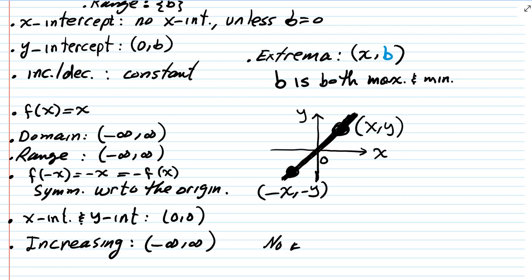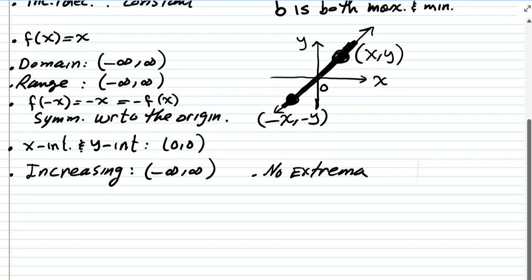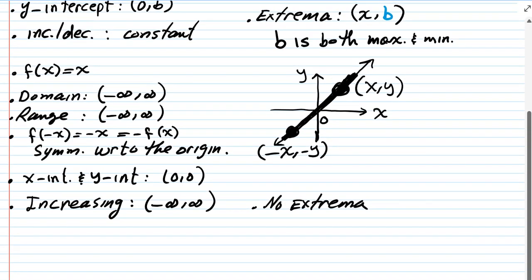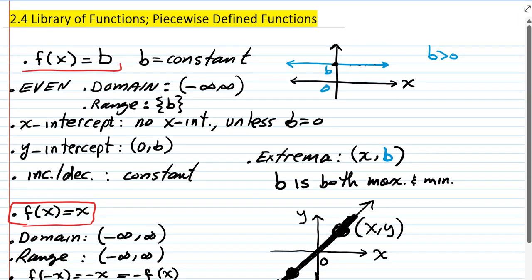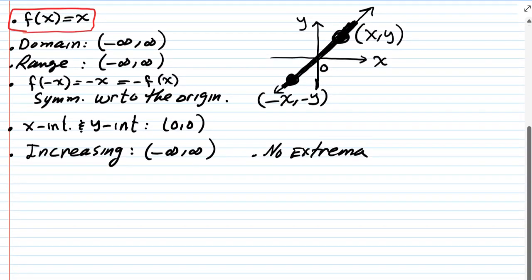There's no extrema. Means there's no max, no minimum, because it extends in both directions forever. So there is no maximum y, so it just keeps growing, right? And by the same token, there is no minimum. It always gets smaller and smaller. And there we have the second of the 8 functions. All right, so first one was the constant function, and the second one was the identity function.